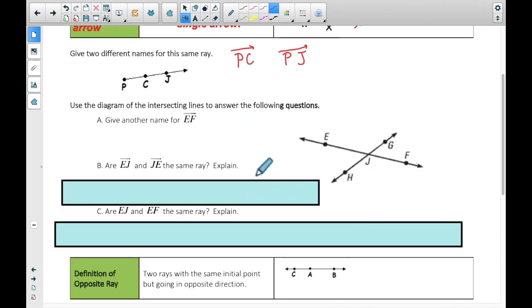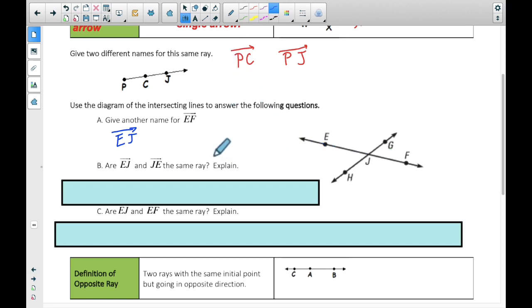All right, when we read these names, we have to be really careful with what's up above it. So this has a single arrow up above it. So this is ray EF that we're talking about. And it's asking us for another name for ray EF. Well, whatever name we come up with has to start with E. If this ray starts with E, then we have to start with E, and then we're going to go this way. And the only thing it's going to pass through, the other one, is J. So this would be ray EJ, and ray EJ and ray EF are the same thing.